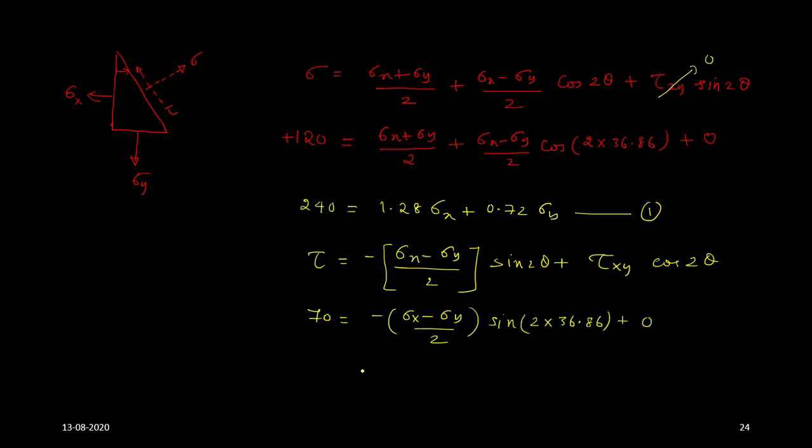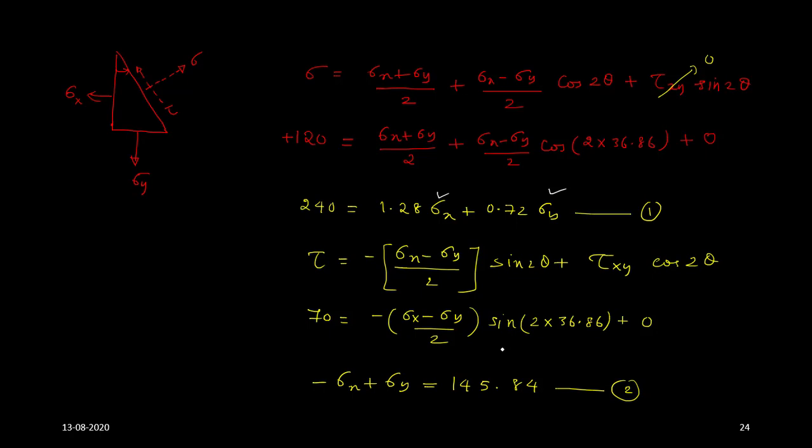You can simplify this equation and you will get the final equation: minus sigma x plus sigma y is equal to 145.84. This is equation 1 and this is equation 2. Now I have two equations and two unknowns, which are sigma x and sigma y.